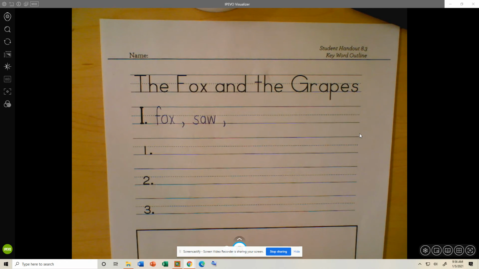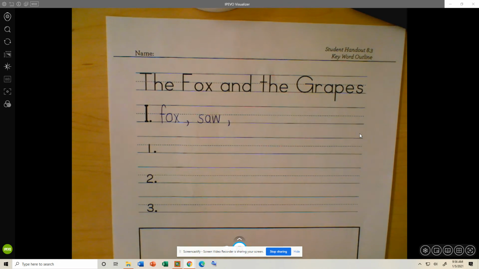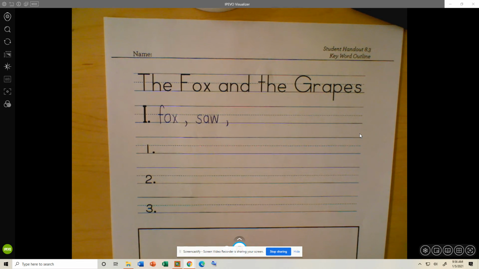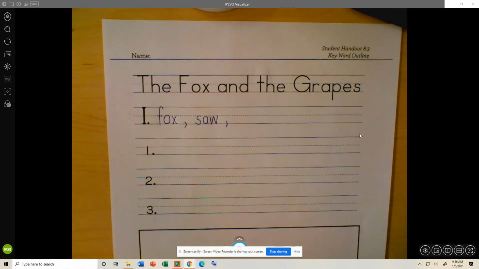Yes, Cole. Shouldn't we do the fox uppercase since it's the name? That's a good question. So he said, should we have fox be uppercase because it's his name? So it's actually not his name. It's just telling us about an animal. So it just says a hungry fox. And if you look at your story, it's lowercase in the story. So we'll just keep it lowercase, but that's a great question.